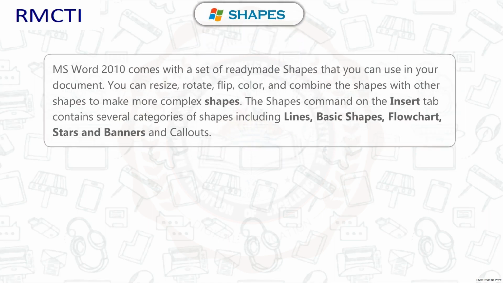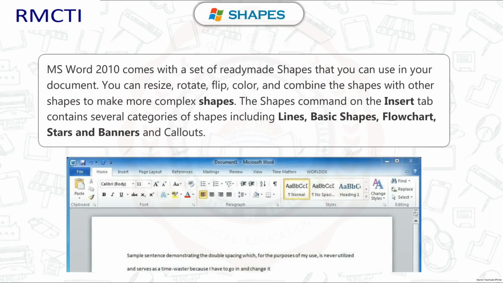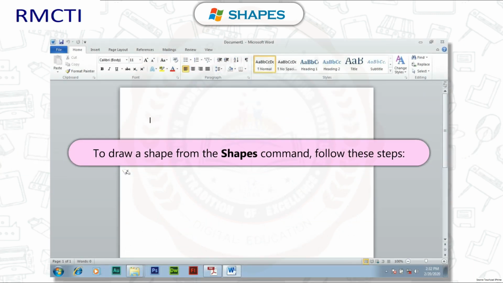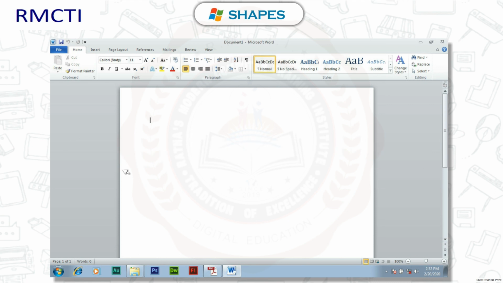Shapes. MS Word 2010 comes with a set of ready-made shapes that you can use in your document. You can resize, rotate, flip, color, and combine the shapes with other shapes to make more complex shapes. The Shapes command on the Insert tab contains several categories of shapes including lines, basic shapes, flowchart, stars and banners, and callouts.